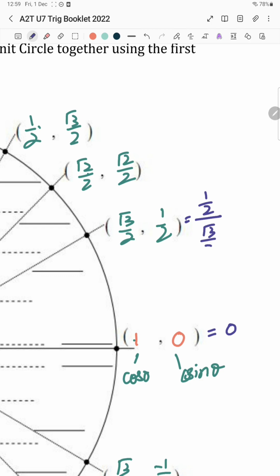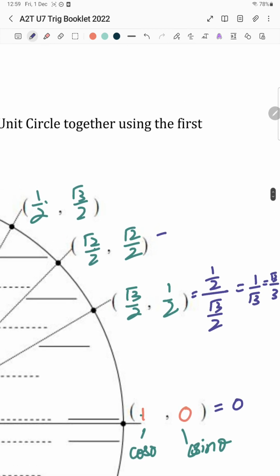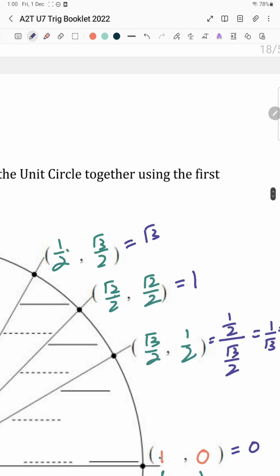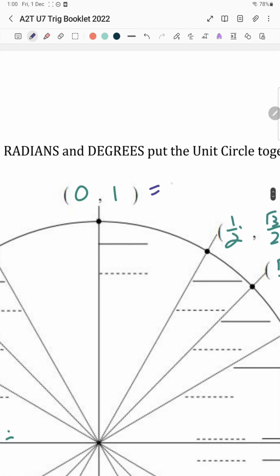divided by square root 3 by 2 will give you 1 by square root 3 which is equal to square root 3 by 3. Rationalize कर लेंगे तो ये 1 के equal आ जाएगा, ये square root 3 के equal आ जाएगा. Square root 3 by 2 divided by 1 by 2, square root 3 के equal आ जाएगा. और ये solve नहीं हो सकता because 1/0 की कोई form नहीं होती.